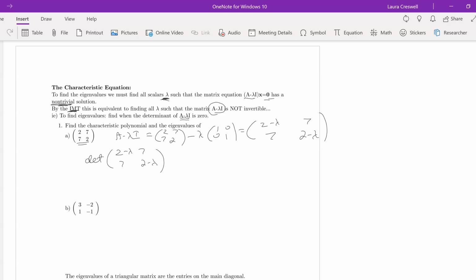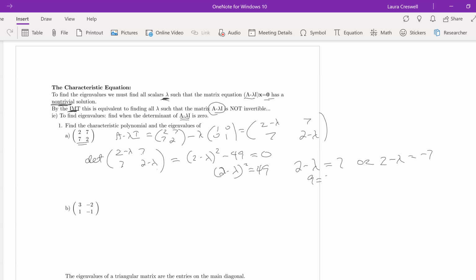You remember how to do this, right? This times this, so (2 minus lambda) squared, subtract these two. I want to set this equal to 0, so the determinant equal to 0 gives me the eigenvalues. Solving for lambda, I get (2 minus lambda) squared is equal to 49. Take the square root of both sides, so I get 2 minus lambda is equal to 7, or 2 minus lambda is equal to negative 7.